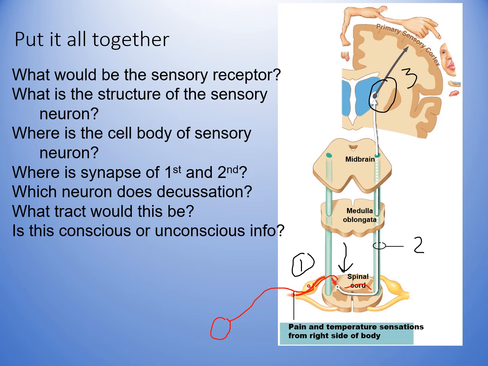This is conscious information. Once we get to the thalamus, we have a synapse up there, and the thalamus is kind of like a phone operator. It's like, where should I direct your call? And the thalamus directs the information to the right area of the brain. If it's pain, if it's temperature, or if it's anything else that would come from the somatic area.